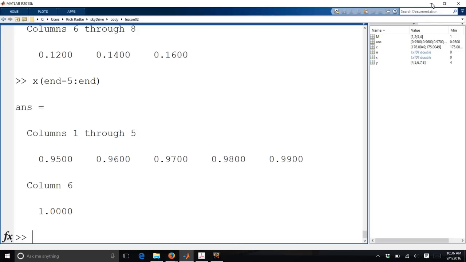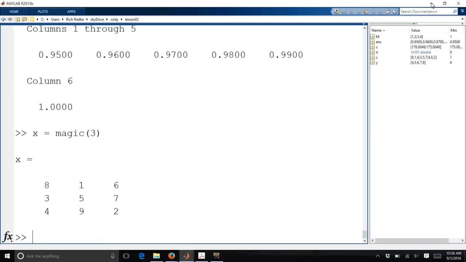What else to say about this? It's pretty reasonable. Another thing that comes up a lot is conditional or binary vectors, right? So for example, let me make a random matrix, okay? And now I want to know which elements of this matrix are greater than 5, right?